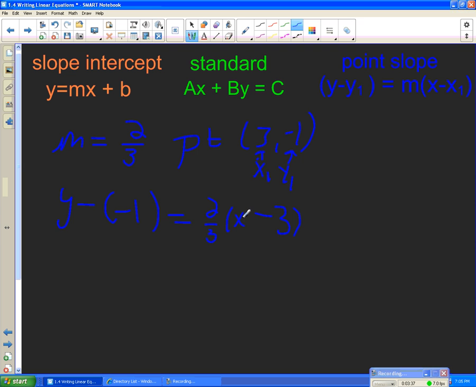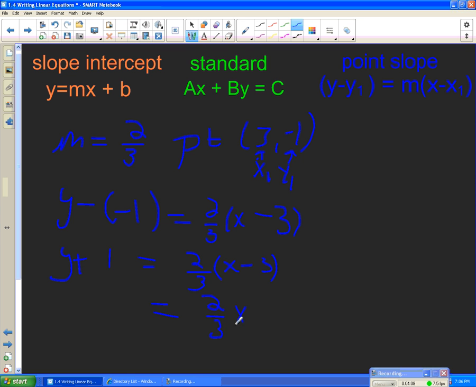What I need to do next is I need to clean it up and then decide how I'm going to solve it for y. So that minus minus is going to become a +1. So it's y plus 1 equals 2/3 times x minus 3. Now, slope-intercept is where I solve for y. So what I need to do next is take the 2/3 and distribute it across, and then I'm going to have to move my 1. So let me go ahead and distribute the 2/3 so you get 2/3 x.